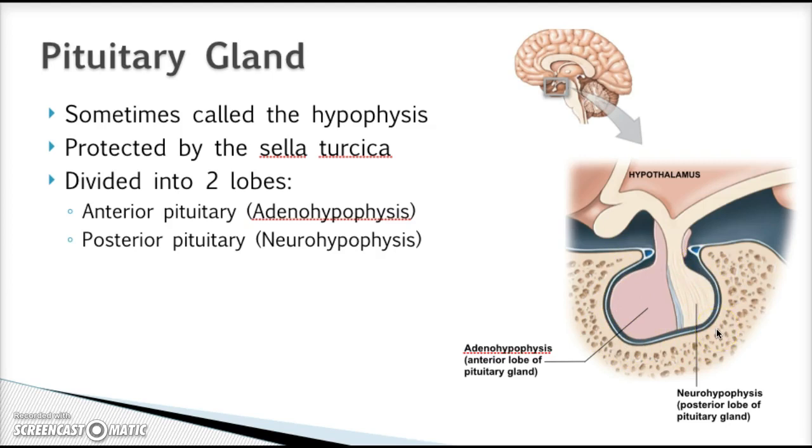The pituitary gland has two lobes, an anterior and posterior lobe. The anterior lobe is sometimes called the adenohypophysis. Adeno means gland, usually an endocrine gland. And the posterior lobe is called the neurohypophysis. I will discuss the posterior lobe first.